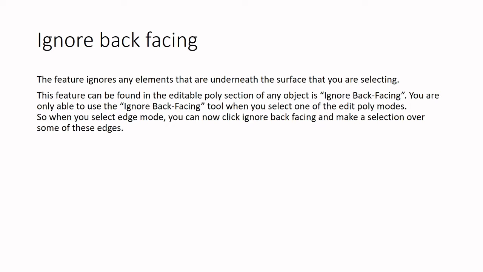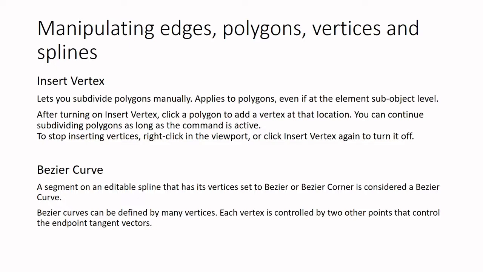You're able to use the function tool when you select more than one edit poly mode. So when you select edge mode, you can now click ignore backfacing and make a selection over some of these edges. For manipulating edges with polygons, vertices and splines, with the insert vertex, this lets you subdivide polygons manually.